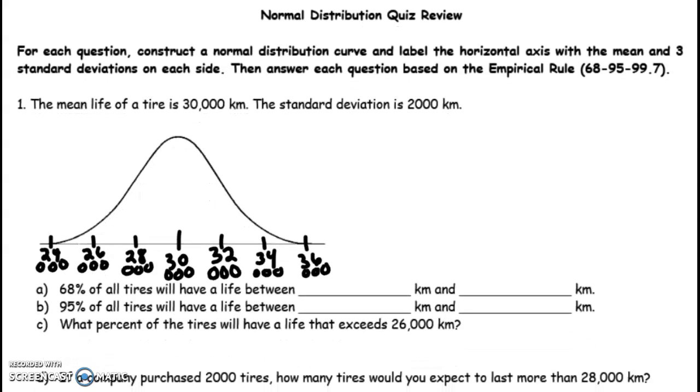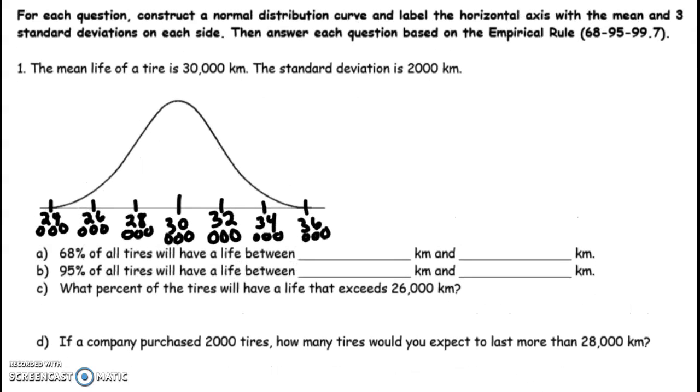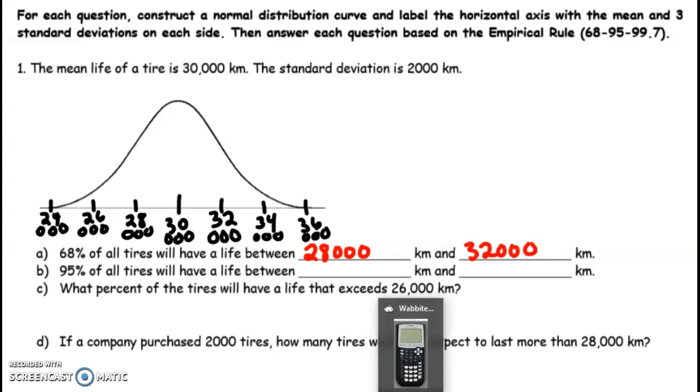In part A, it says 68% of all tires will have a life between blank kilometers and blank kilometers. Well, the empirical rule says 68% will fall within 1 standard deviation. So there's my mean. Here I'm 1 standard deviation below, and here I'm 1 standard deviation above. So 68% is going to fall between 28,000 kilometers and 32,000 kilometers. I'm still using the empirical rule.